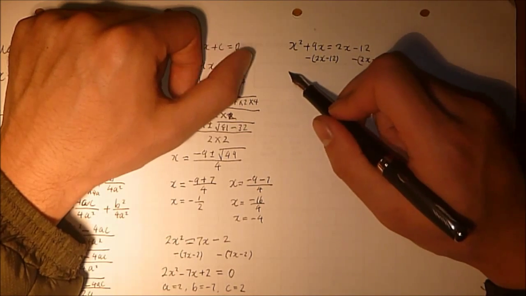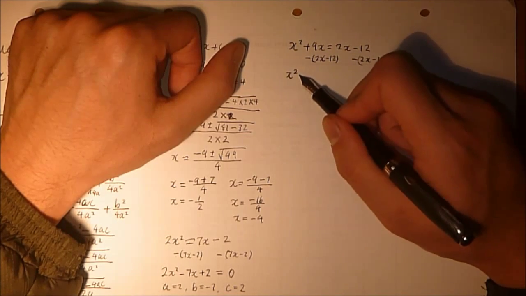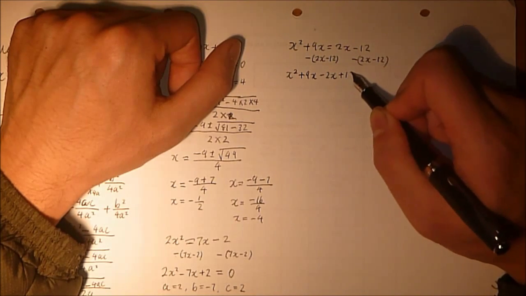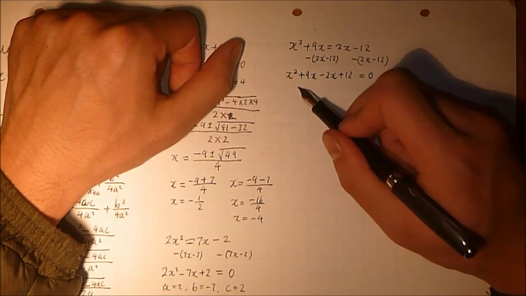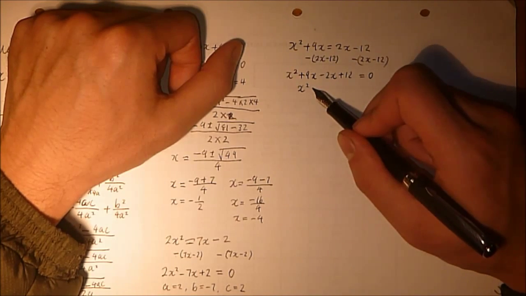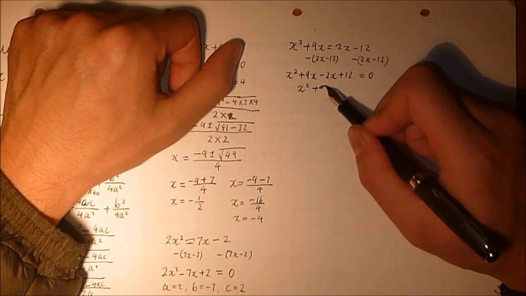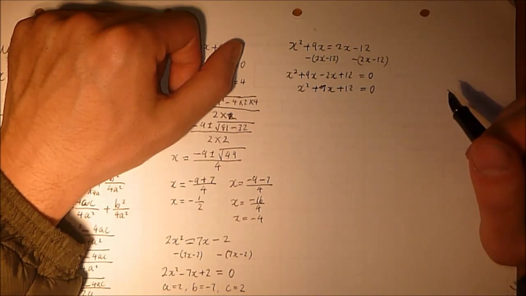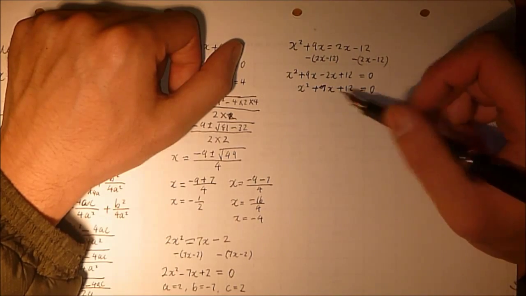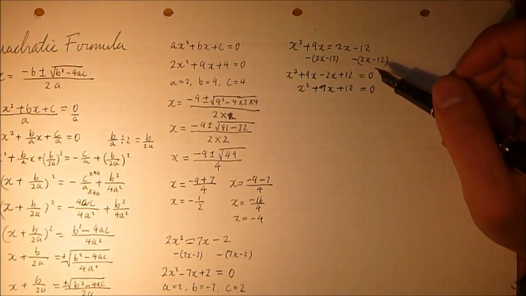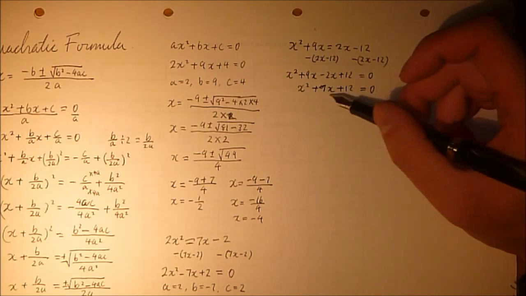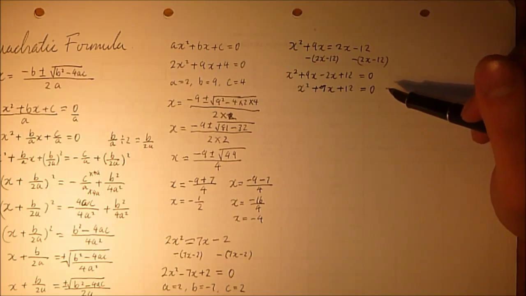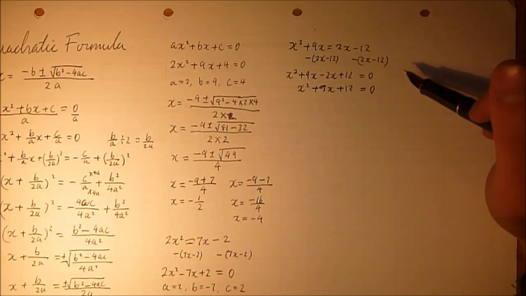So we have x squared plus 9x minus 2x plus 12 equals 0, which gives us x squared plus 7x plus 12 equals 0. Obviously, you can tell that the two factors of 12 will be 3 and 4, and it will give you 7, but for the sake of the quadratic formula, we can still go through them.